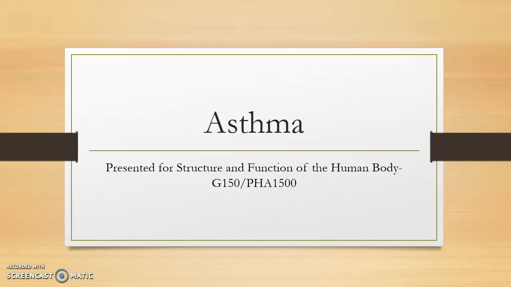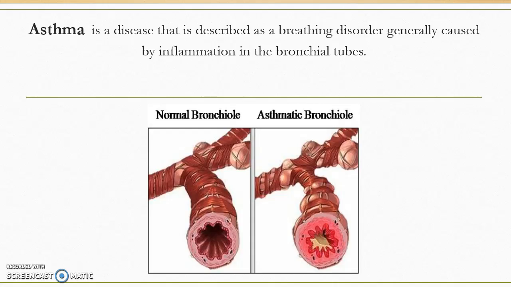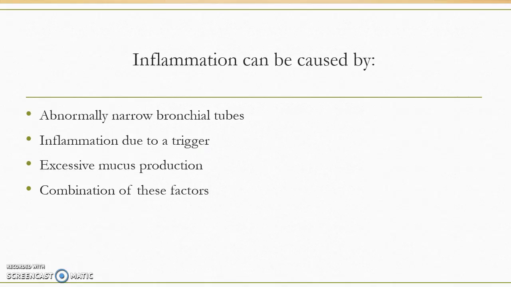Asthma for structure and function of the human body. Asthma is a disease that is described as a breathing disorder generally caused by inflammation in the bronchial tubes. Inflammation can be caused by abnormally narrow bronchial tubes, inflammation due to a trigger, excessive mucus production, or a combination of these factors.